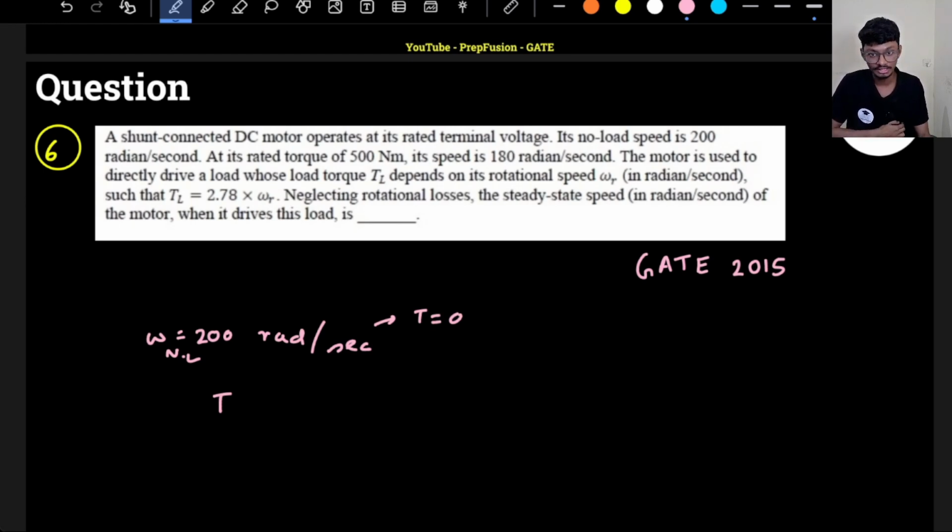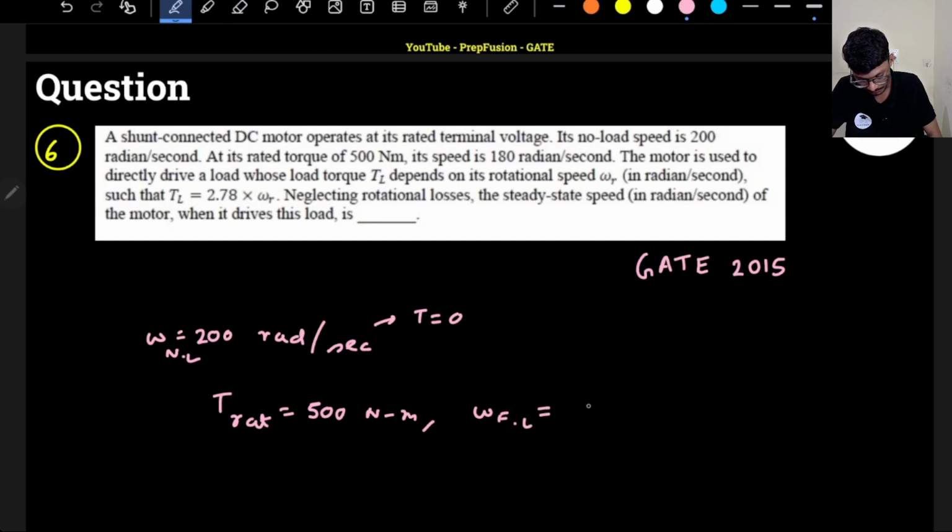Now, when it is loaded, that is a rated condition. So at the rated condition, torque rated is 500 Newton meter. At rated condition, the speed will be somewhat lower. It is telling us that the speed at full load or rated condition is 180 radian per second. Okay.